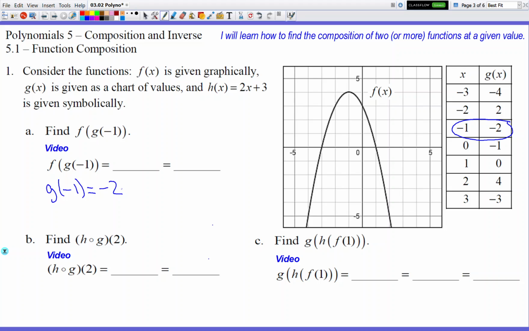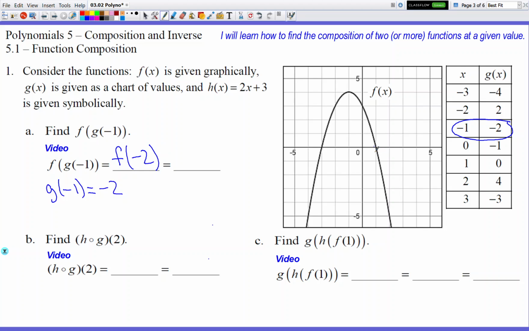So here's what I do on this first blank. I'm going to rewrite the exact same function that I just had on the left side, except now I don't have g of -1 anymore because I plugged it into the function and it came out as -2. So g of -1 got replaced by -2. And I'm going to use that new number called -2 to plug into function f, which is my graph.